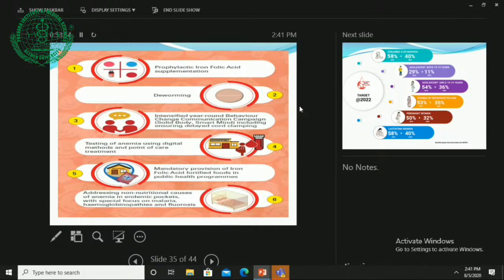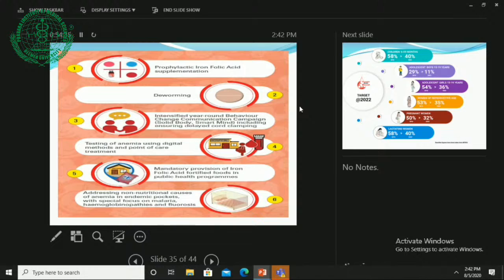Then an intensified year-round behavior change communication campaign, Solid Body, Smart Mind, and this includes ensuring delayed cord clamping. They say cord clamping should be delayed by about 3 minutes. By doing this, 80 ml of blood is drawn to the baby's side and he gets an extra 15 milligrams of iron, which will prevent him from developing anemia. So this is also one of the initiatives. Remember, cord clamping should be delayed for 3 minutes.